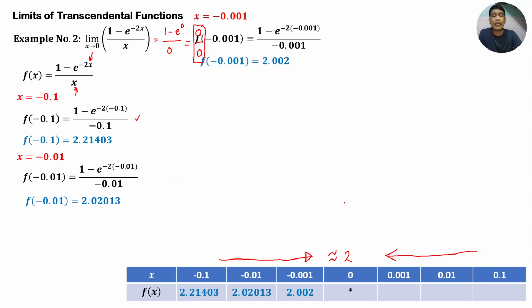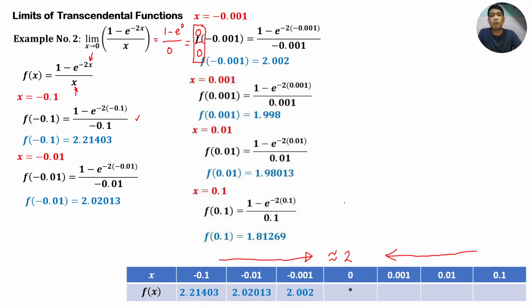Let us try to get function values from the right of x is equal to 0. So same principle, sa substitute lang natin, we will have this. For x is equal to 0.001, we have 1.998. For x is equal to 0.01, 1.98013. And for x is equal to 0.1, we will have 1.81269. So, pag nilagay sa table, as you notice, habang papalapit dito sa 0, ang value na ina-approach niya ay approximately equal to 2.